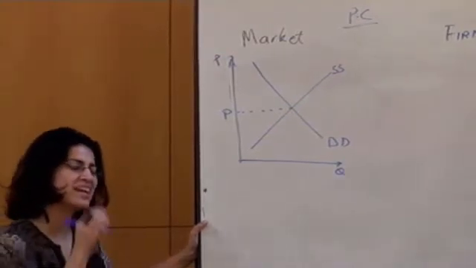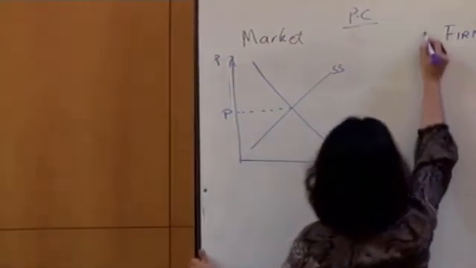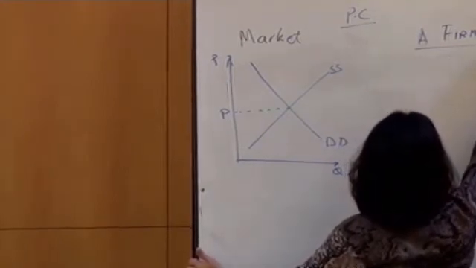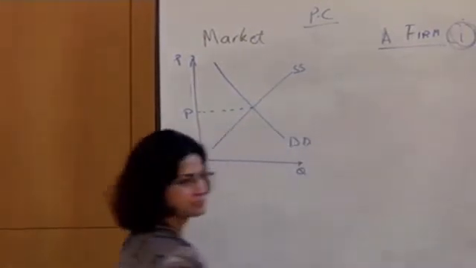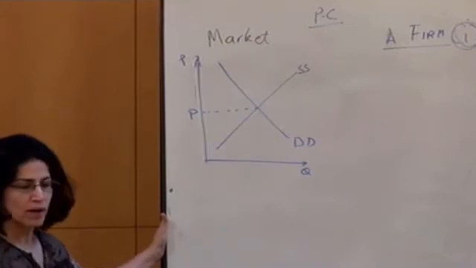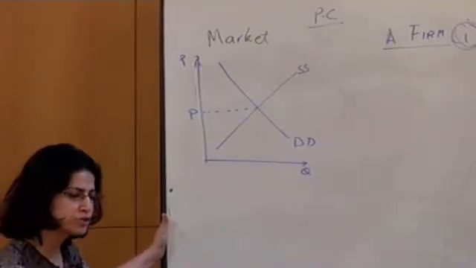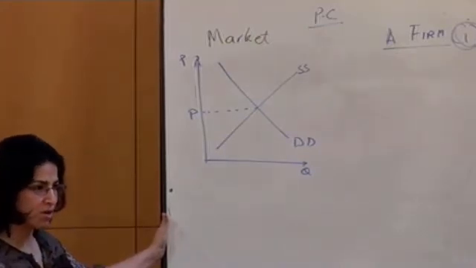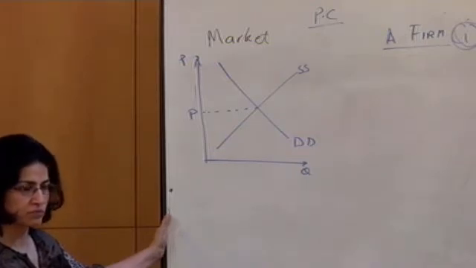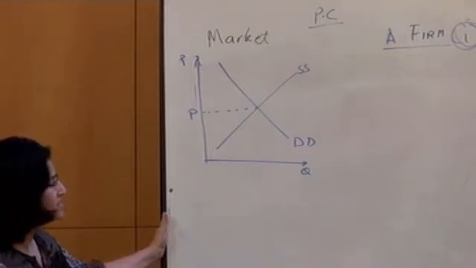What about for an individual firm? We're looking at just one firm in this industry. What does it look like? Well, first of all, with the large number of firms, can they influence the prices in the market? No, right? They can't influence the prices. They take the prices as given.